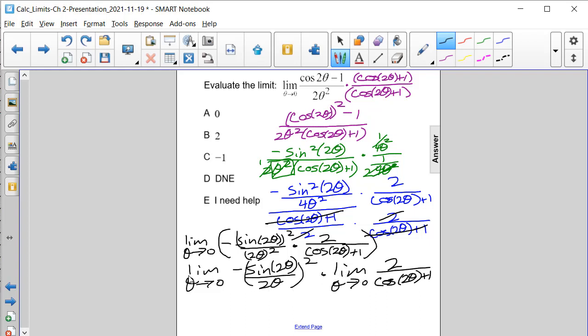So now, when we take the limit of sine of 2 theta over 2 theta, it equals 1, and 1 squared is 1. And we still have this negative here. So we have a negative 1 when this is evaluated, and then when we evaluate this one, we will get 2 over, if we substitute 0 in for theta, we'll have 2 times 0, which is 0. The cosine of that is 1, and 1 plus 1 is 2. So we have 2 over 2, which is equal to 1. So negative 1 times 1 is equal to negative 1. Answer choice C.